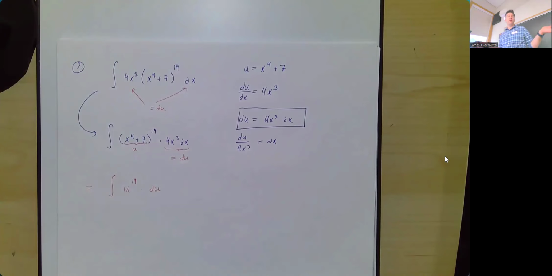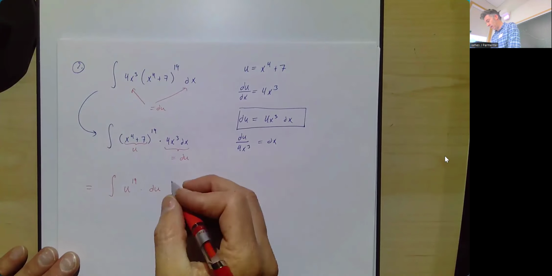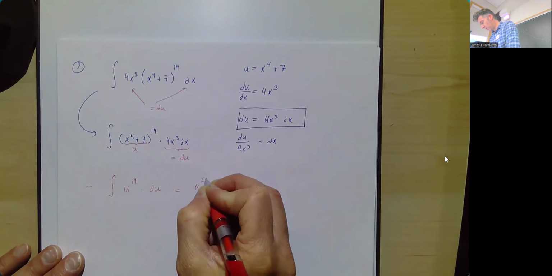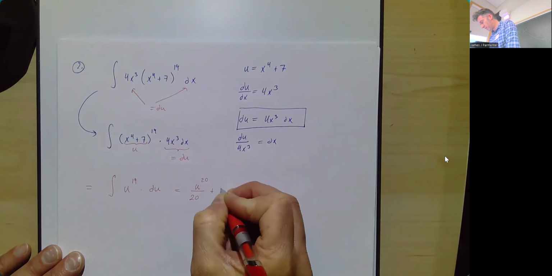And now we have something that we know how to anti-differentiate. We use the anti-power rule. We get u to the 20th divided by 20 plus c.